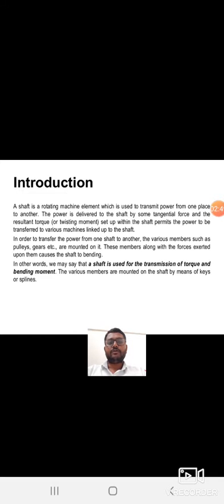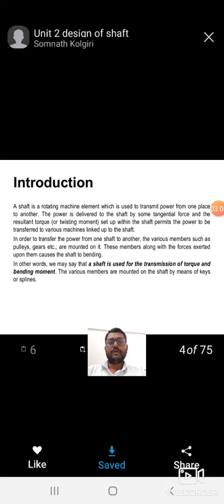Then next, introduction. We already discussed that the shaft is a rotating machine element which is used to transmit power from one place to another. The power is delivered to the shaft by some tangential force, and the resultant torque, that is twisting moment, set up within the shaft permits the power to be transmitted to various machines linked up to the shaft.